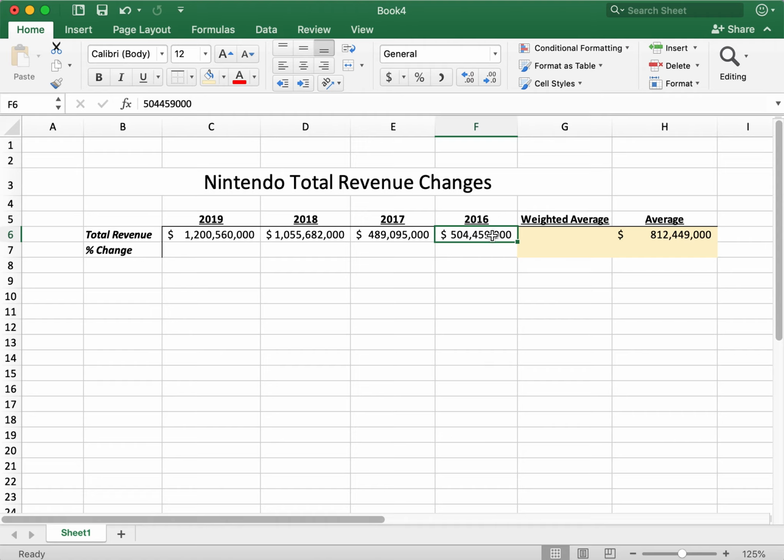So let's just say this is going to be equal to 1. This will be equal to 2. This will be equal to 3. This will be equal to 4. 4 plus 3 plus 2 plus 1. So 4, 7, 9, 10. So we're going to be dividing this by 10 here.